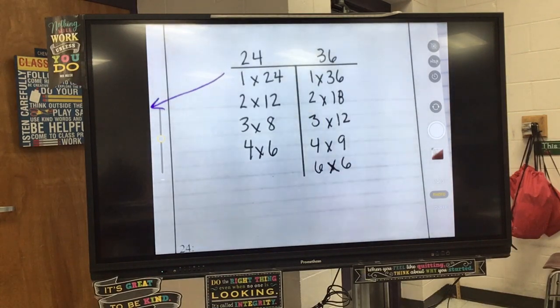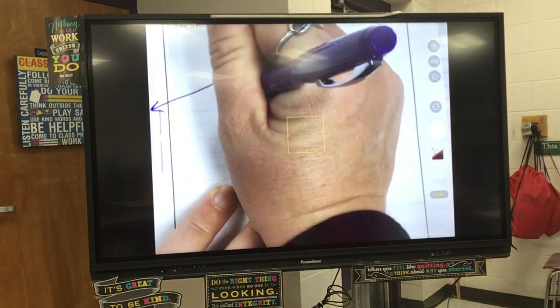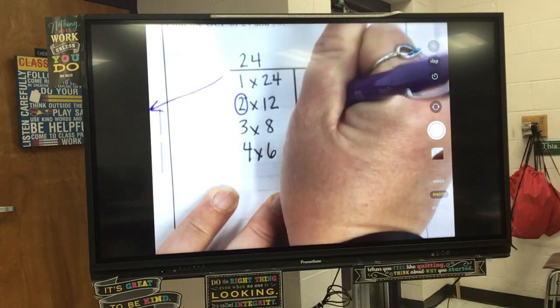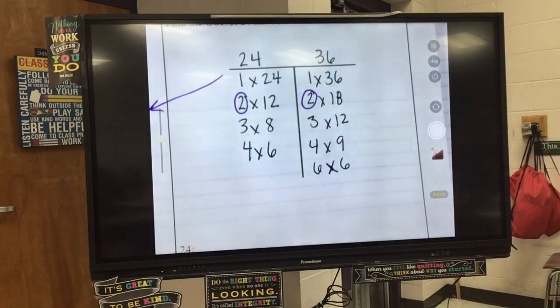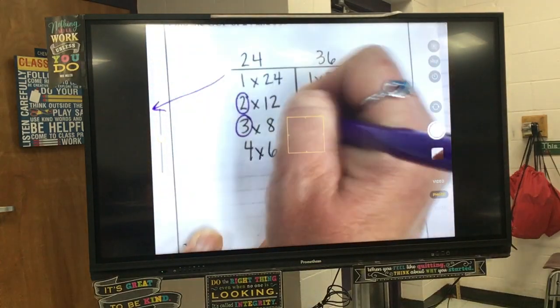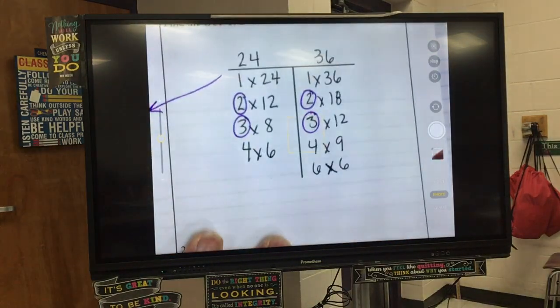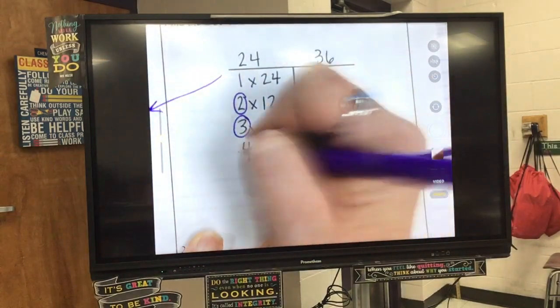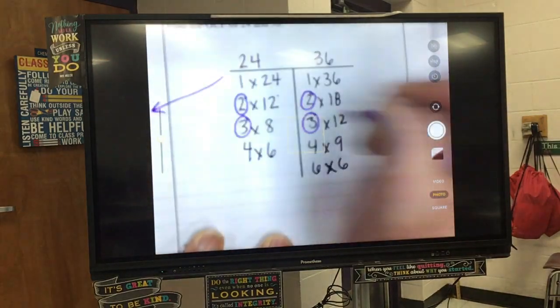Now, this is where your two colors are going to come in. I don't care which one you use. We are going to circle all the ones that are the same. So we're looking at the common factors now. So 2 and 2. What's another common factor that you see? 3. So 3 and 3. 12.